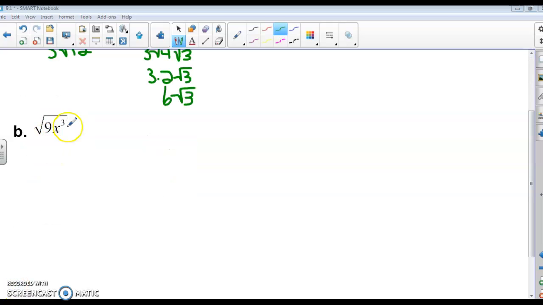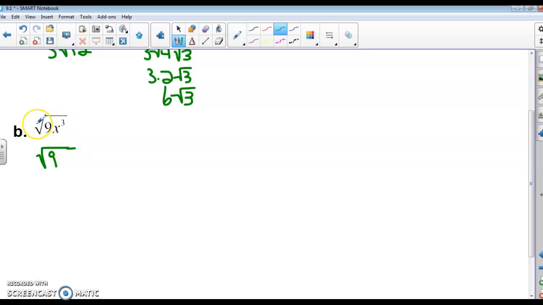So with b here, now we have another interesting aspect of it. We have a variable on the inside. So it's the square root of 9x to the third. Well, we're going to look for perfect square factors. Well, 9 is definitely a perfect square, so I'm going to keep that in the perfect square radical sign. And then I have x to the third inside.